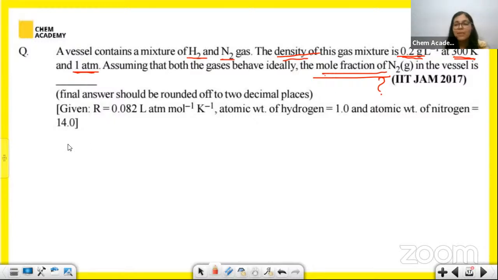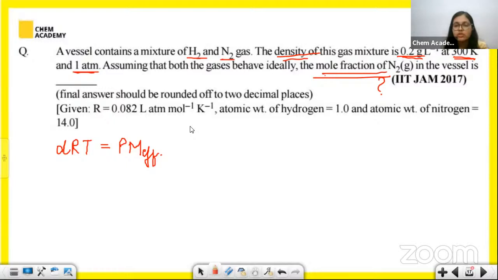We just now came across this equation in the previous question, which was dRT equals PM. We had just derived this equation in the previous question. Now here, since it is a mixture of gas, D is density, R is the gas constant, T is temperature, P stands for pressure, and M is actually the effective molar mass.